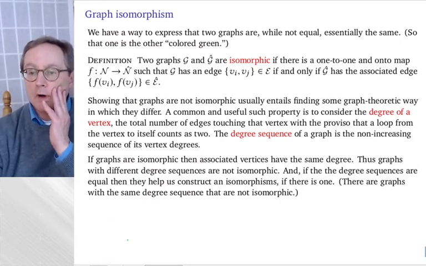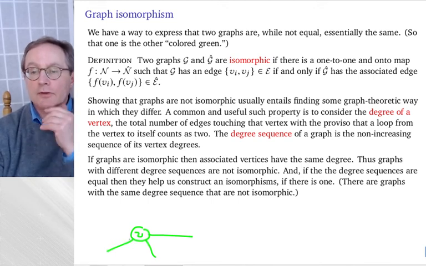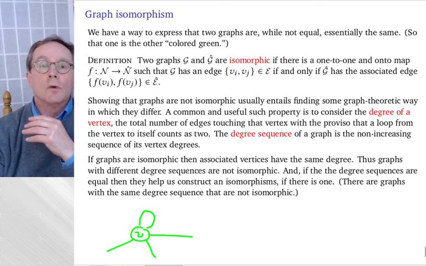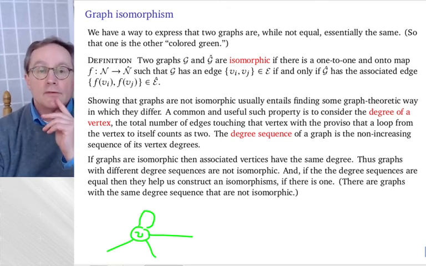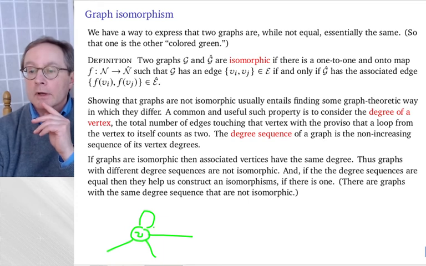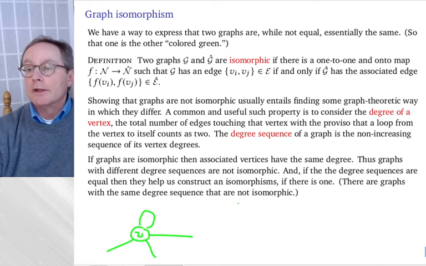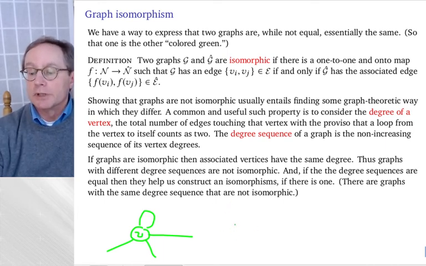You have to be a little careful now. If you have a vertex and it's got some edges going out, you count each of them. That's 3. But if you have a loop, that's going to make a total of not 4, but a total of 5. So you have to count the number of connections here, and the total number of connections is 5. Anyway, that's the degree of a vertex. Then the degree sequence of a graph is a non-increasing sequence of vertex degrees.